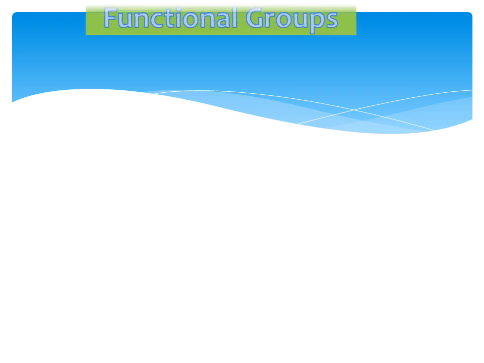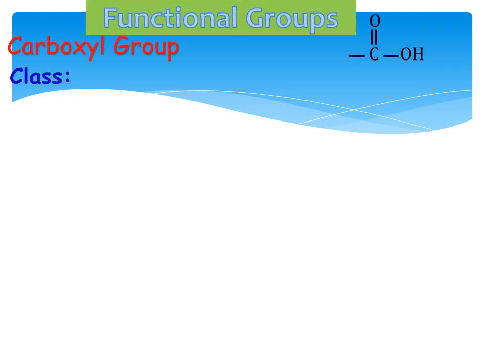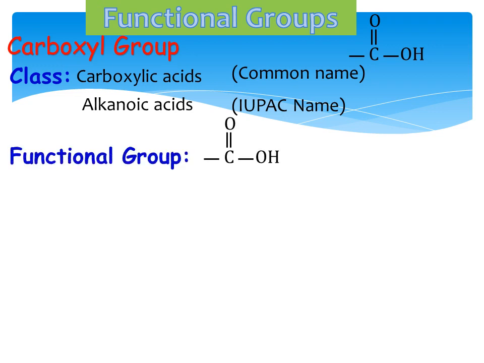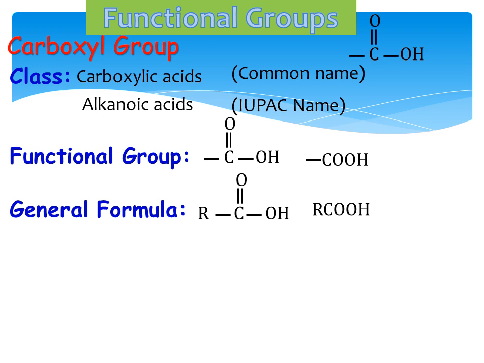Okay, we move towards the first functional group, which is the carboxylic group, and commonly it is called carboxylic acid as far as the class name is concerned, and IUPAC-wise it is called alkanoic acid. The functional group is the carbonyl group along with an OH group. The general formula is represented by putting R along with the carboxylic group.